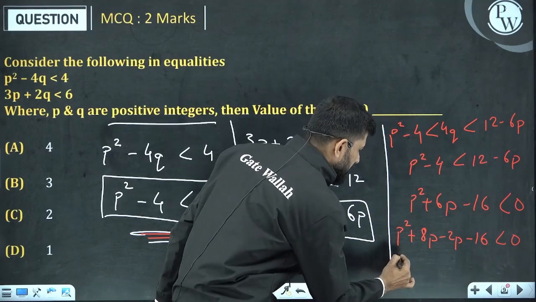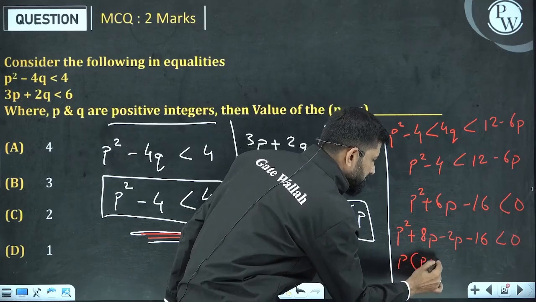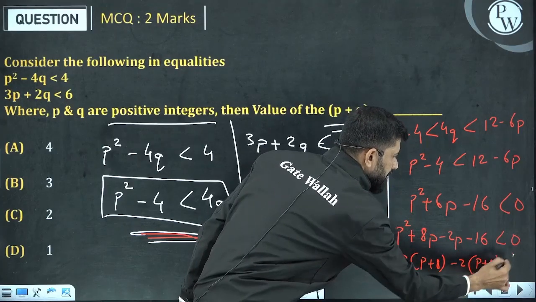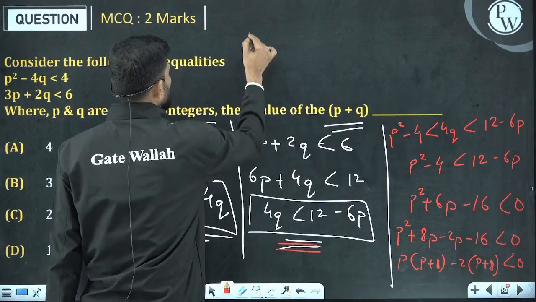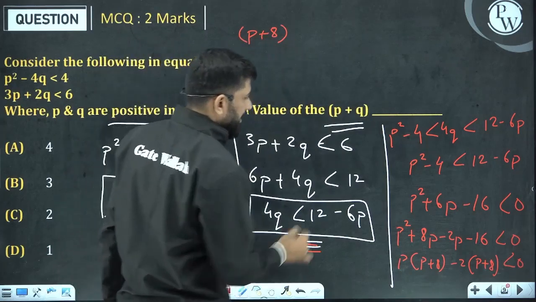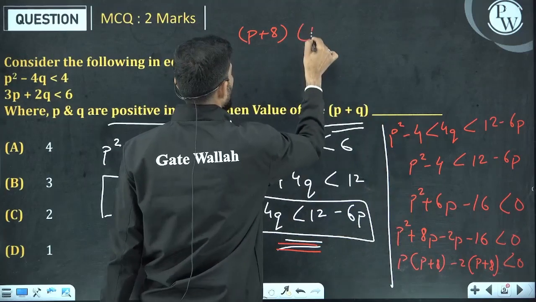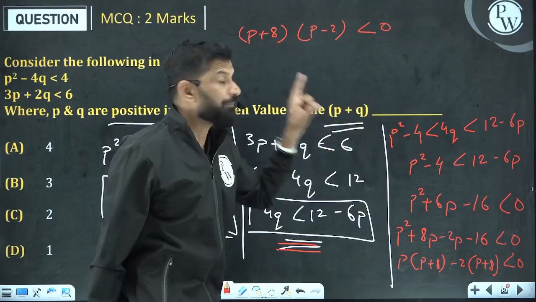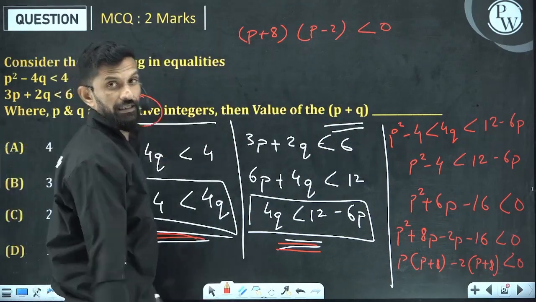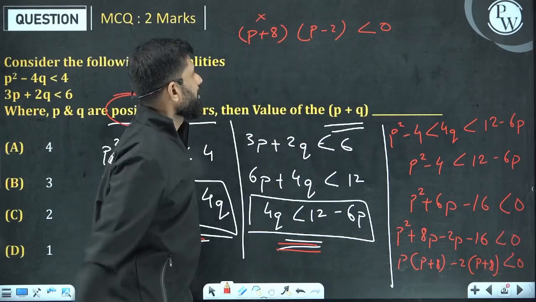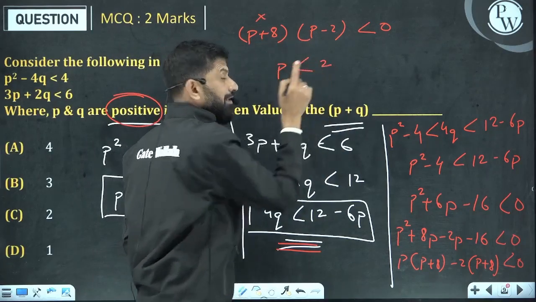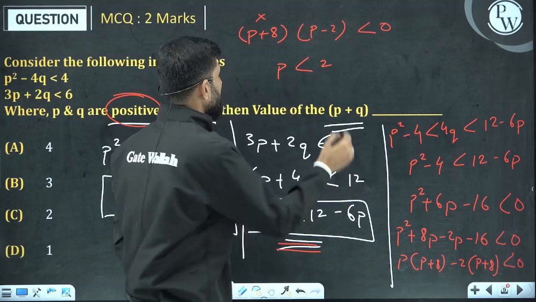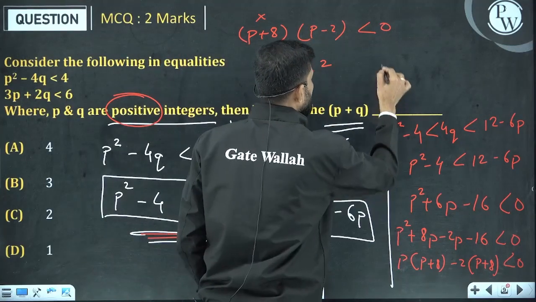If you take p common here, it is p plus 8. If you take minus 2 common, what is left over? p plus 8. This is less than 0. Or I can say, if you take p plus 8 common, what is left over is p minus 2. So p plus 8 times p minus 2 is less than 0. Anyhow, you cannot take p less than minus 8 because p is a positive integer, so this is not possible. So you have to take p less than 2. Less than 2, and it should be a positive integer, so there is only one case, that is p is definitely equal to 1.